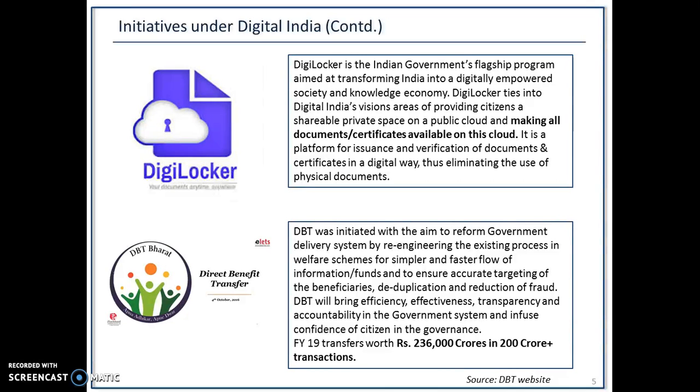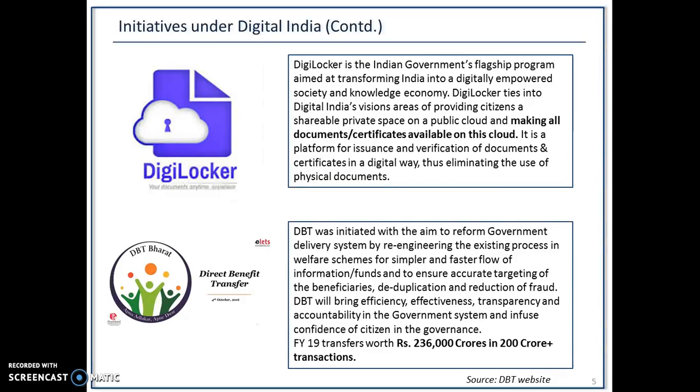Because of this direct benefit transfer, the money is transferred directly from the bank account of the government to the bank account of the beneficiary. So all these middlemen who earlier used to demand a cut of the money or take bribes are no longer in this entire chain. It was initiated with the aim to reform the government delivery system by re-engineering the existing processes in welfare schemes for simpler and faster flow of information or funds, and to ensure accurate targeting of the beneficiaries. So the government knows how many people are taking the benefit, and whether these benefits are going directly to the intended beneficiaries or to someone else.